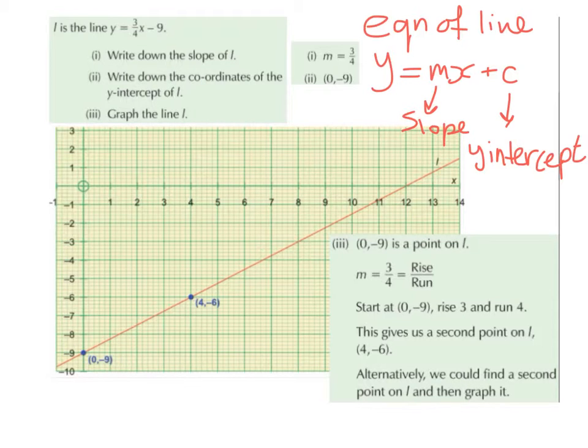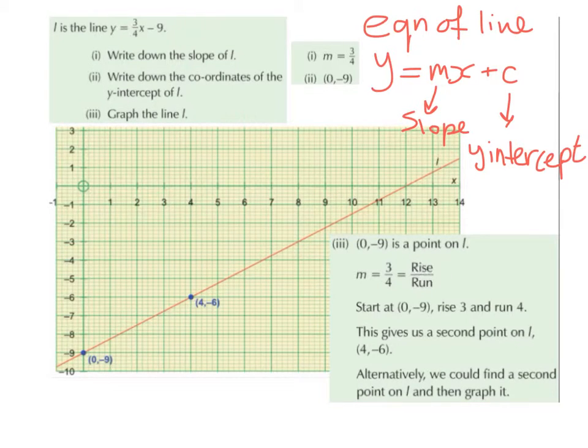So we choose 0, minus 9 as a point on L. This is going to be our starting point. We know that this is one of our coordinates on our graph. So we go to 0 on the x-axis and minus 9 on the y-axis, so that's that point there. We know that the slope is 3 over 4, so m is equal to 3 over 4. And the slope of a line is rise over run. So this is a formula that we have to learn off by heart.